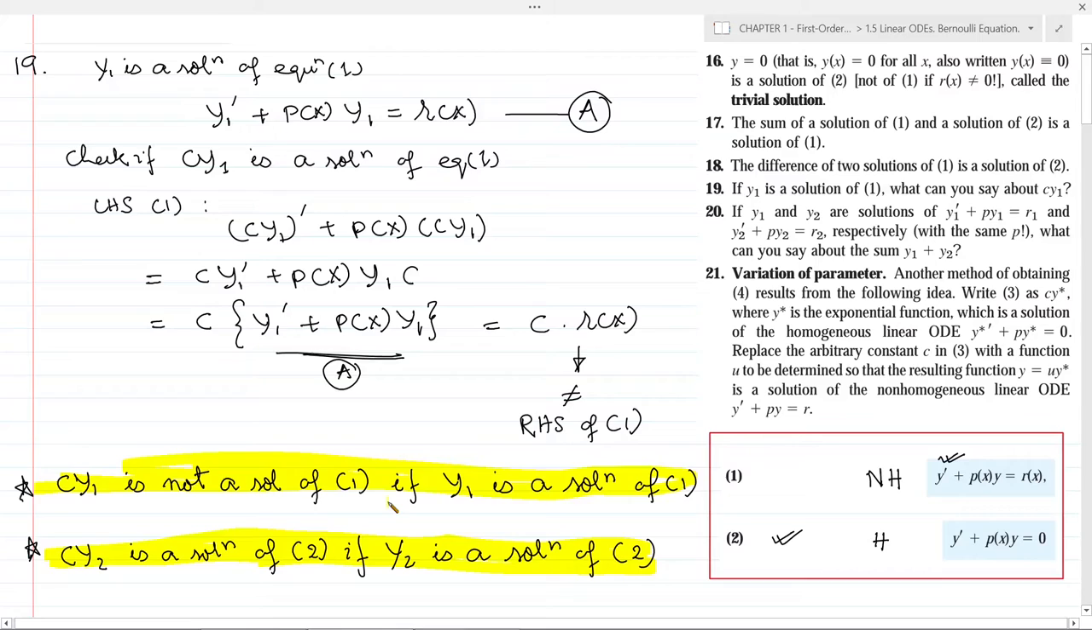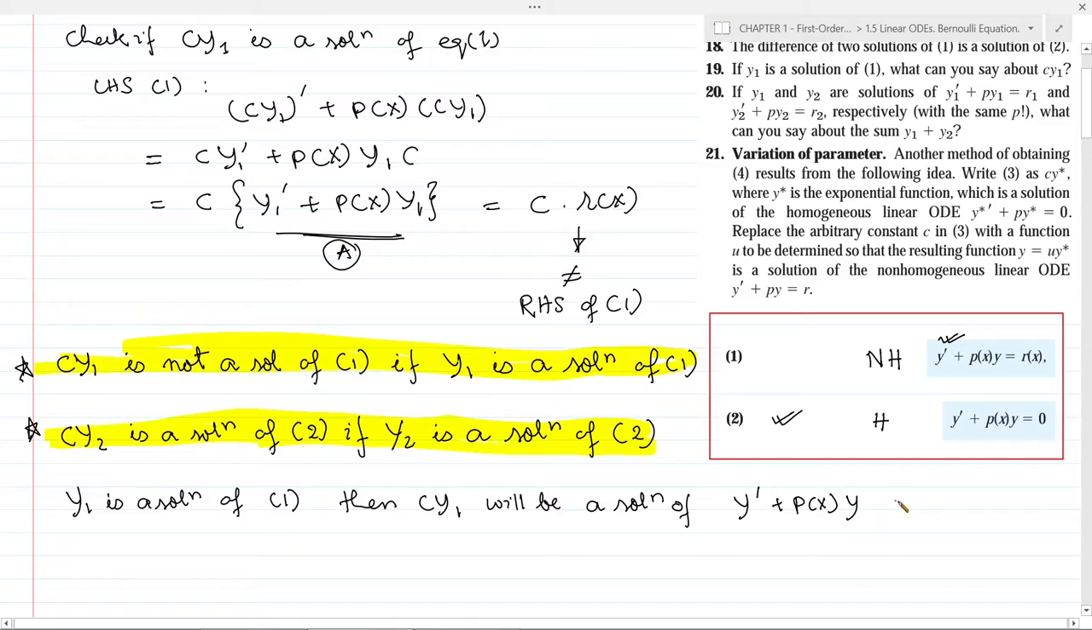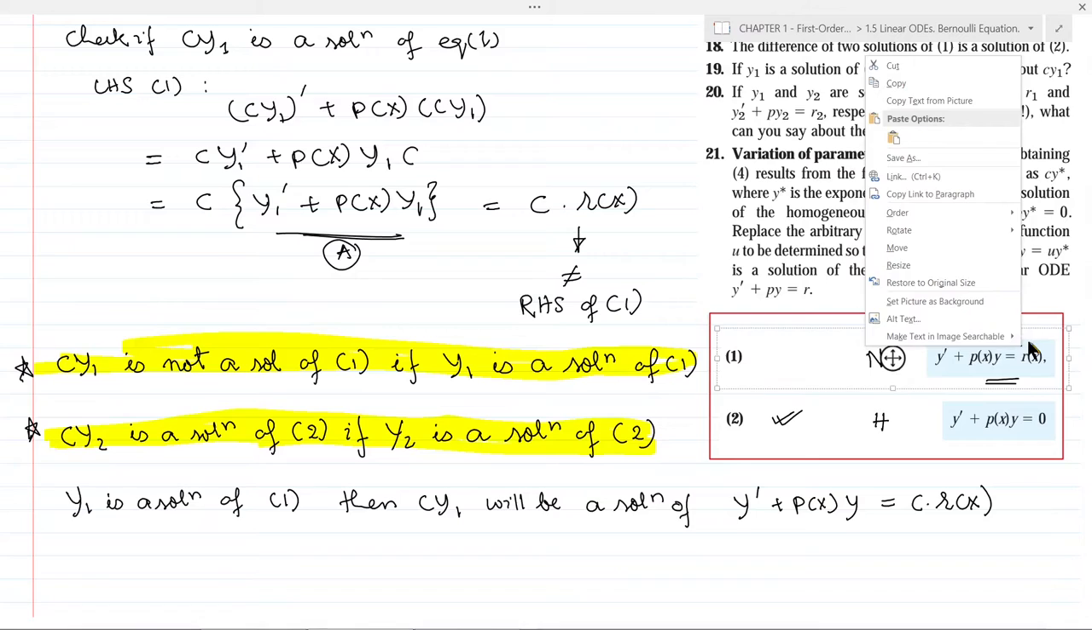Further, we can see from here that if y1 is a solution of equation 1, then cy1 will be a solution of y' plus p of x y equal to c multiplied by r of x. That is, this equation 1, however, on the right hand side in place of r of x, there will be c multiplied by r of x. This is pretty easy to check.